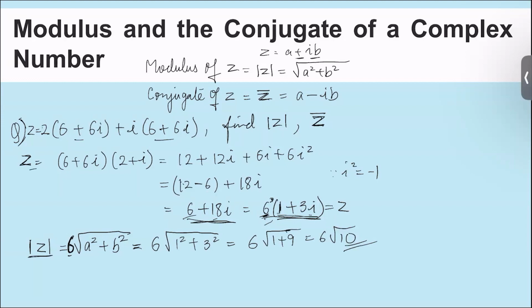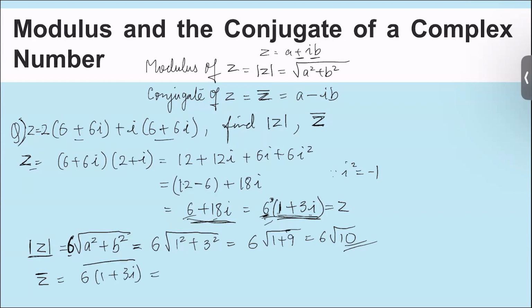Now conjugate. As we know, we have to change the sign. It's the opposite sign to whatever your original complex number is. So the conjugate of z will be 6 times the conjugate of 1 plus 3i.